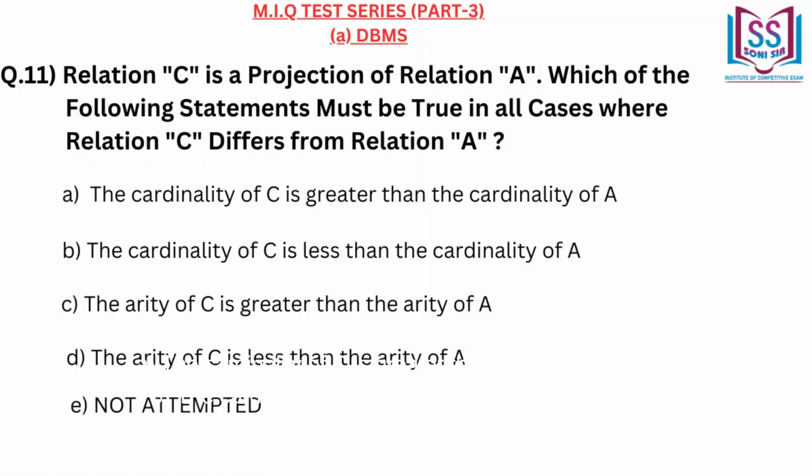Relation C is a projection of relation A. Which of the following statements must be true in all cases where relation C differs from relation A? A. The cardinality of C is greater than the cardinality of A. B. The cardinality of C is less than the cardinality of A. C. The arithmetic of C is greater than the arithmetic of A. D. The arithmetic of C is less than the arithmetic of A.